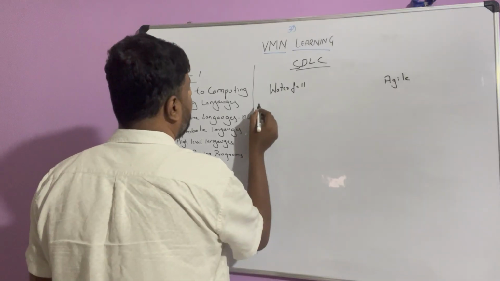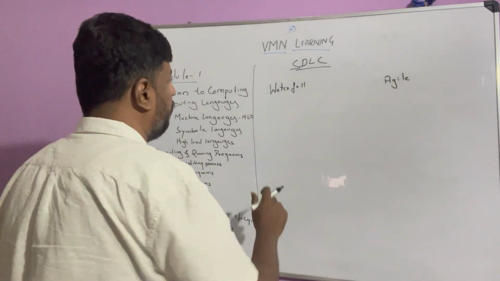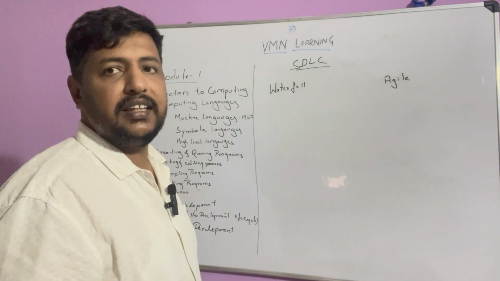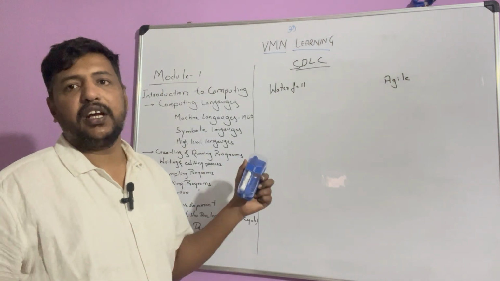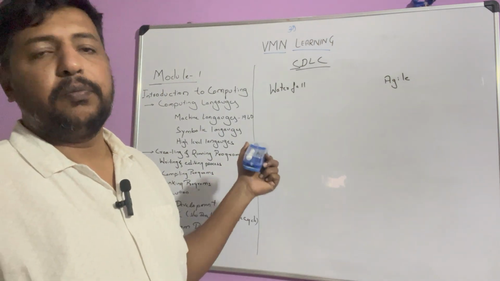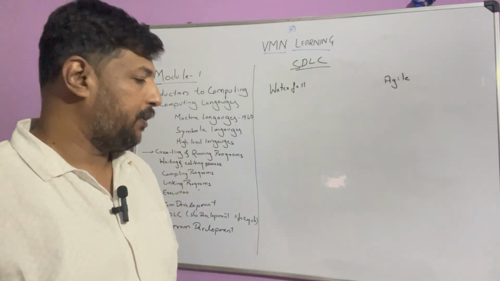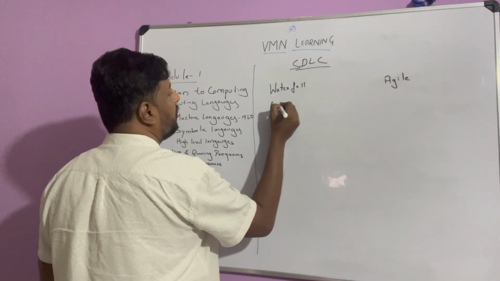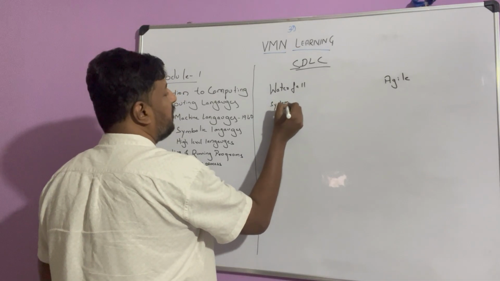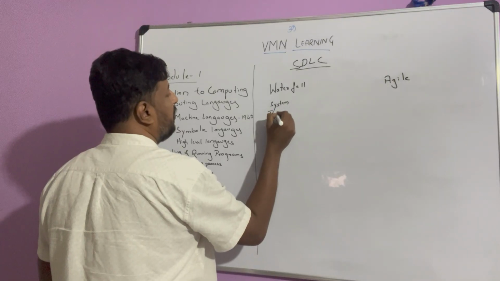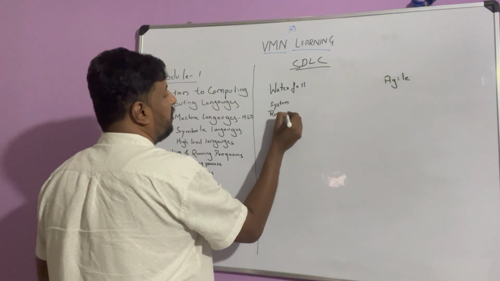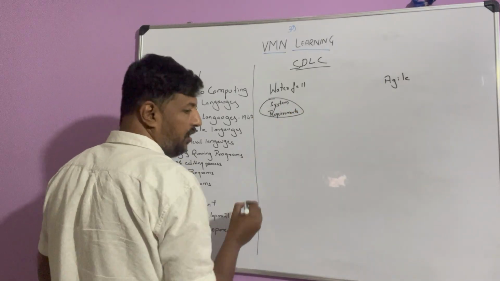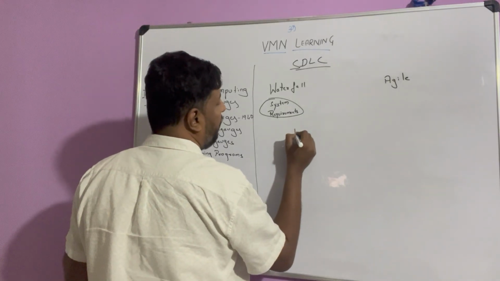The waterfall method is like how water flows from top to bottom. Similarly, the life cycle of the process follows a top to bottom approach. Here, the first stage will be system requirements. Next, we'll have analysis.